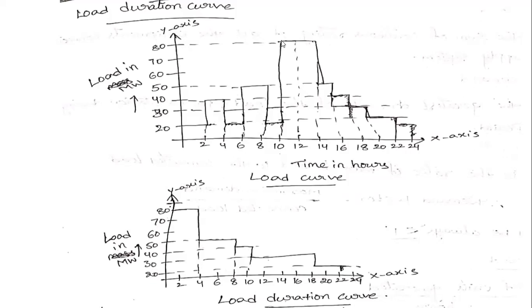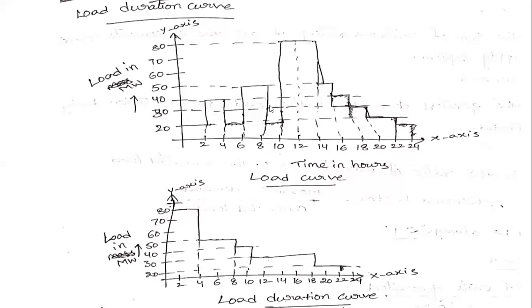In this load curve, what is the maximum load? 80 megawatts is the maximum load. For how many hours is that 80 megawatts present? From 10 to 14, that means 4 hours. Therefore, we draw 80 megawatts from 0 to 4 hours. After that, the next peak demand is 50 megawatts. For how many hours? From 14 to 16 and also 6 to 8, a total of 4 hours.